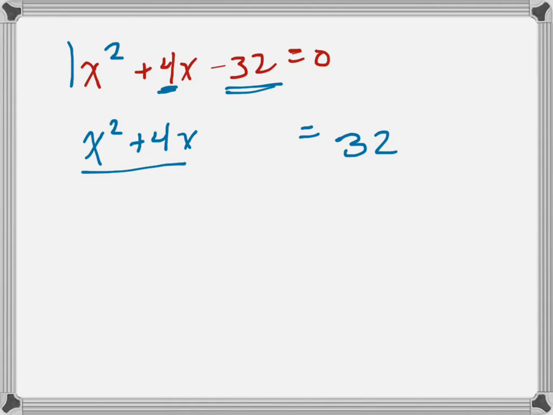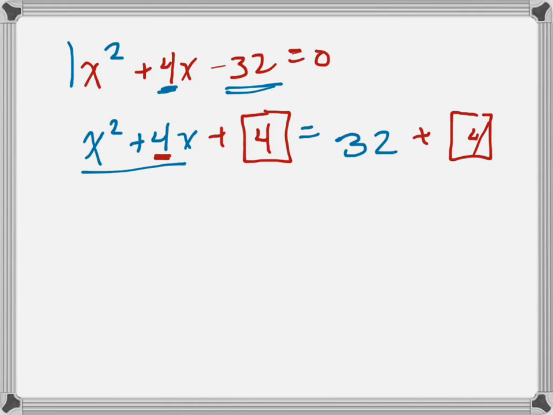And now what we're going to do, there's just a very simple algorithm here. I'm going to add something to both sides of the equation. And that something is half of b, squared. Half of b squared. So it's just 4. It's 2 squared, which is 4.